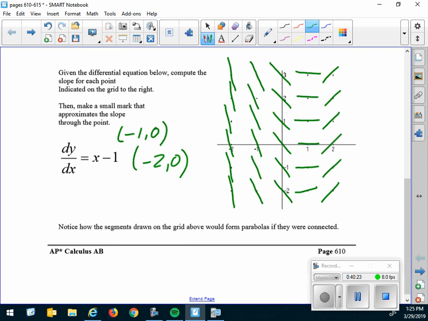Now, what the AP... How? Because it's x squared. Because if you integrated, you get an x squared.